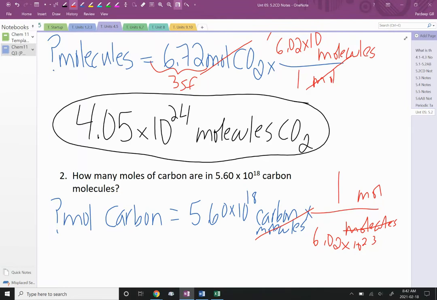And then you just work this out. 5.60 times 10 to the 18 divided by Avogadro's number, and you should get 9.30 times 10 to the negative 6. And once again, this is going to be 3 sig figs because we have 3 sig figs in all of our starting values.